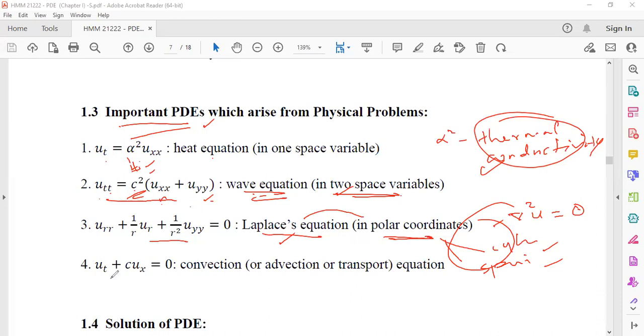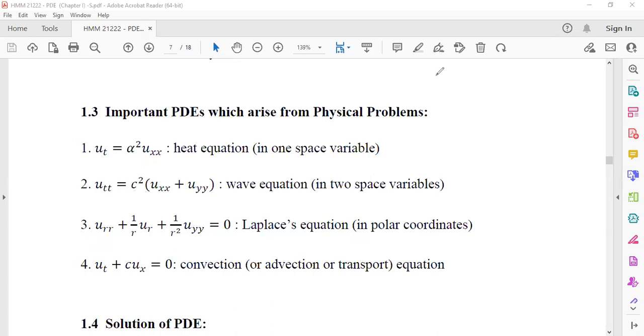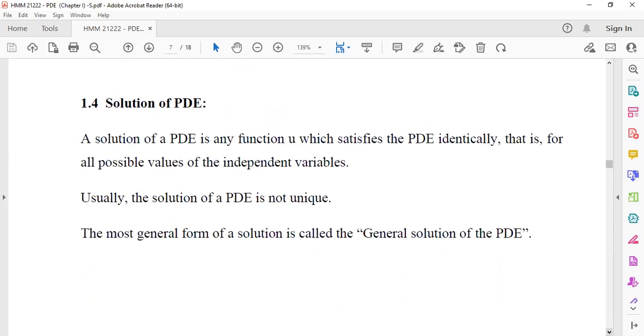How about this one? u_t plus c u_x. You don't need to memorize it now; it is not important. He is just showing some famous equations. This is called the convection, advection, or transport equation. It may have come up early in physics also. So let's continue with how to find the solution of a PDE.